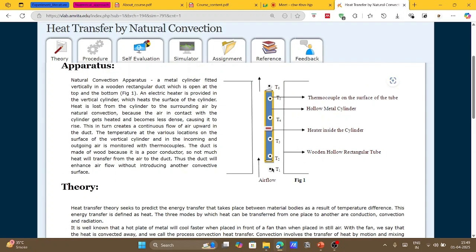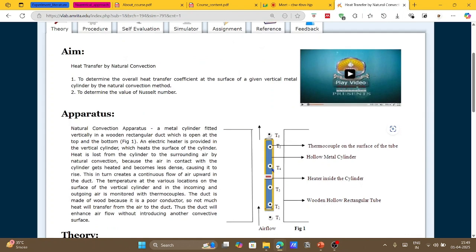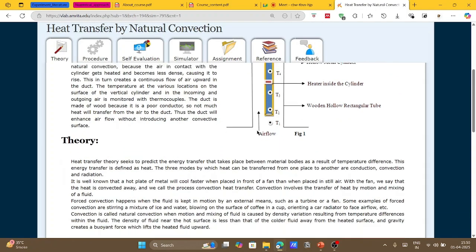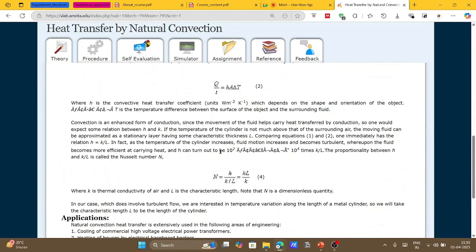Now the air below is at a lower temperature, so it has a higher density. The top air, which is in contact with the surface, will be heated, so it will have a lower density, so it will try to move upwards. Because of that, there will be a negative pressure gradient created here, which will cause the bottom air to move further up, and thus the natural convection circulation will begin. Okay, so the same theory has been discussed here.